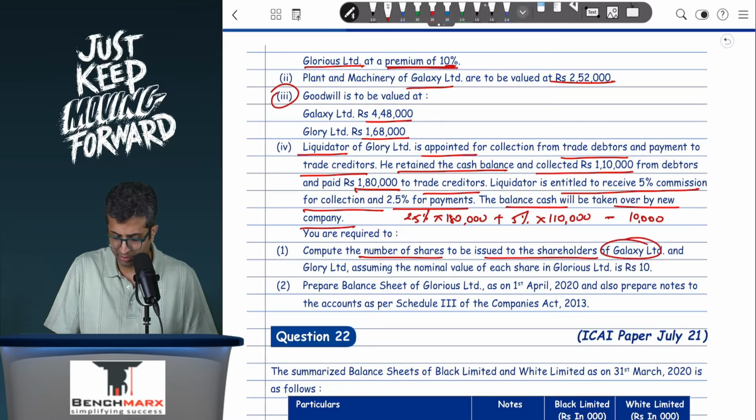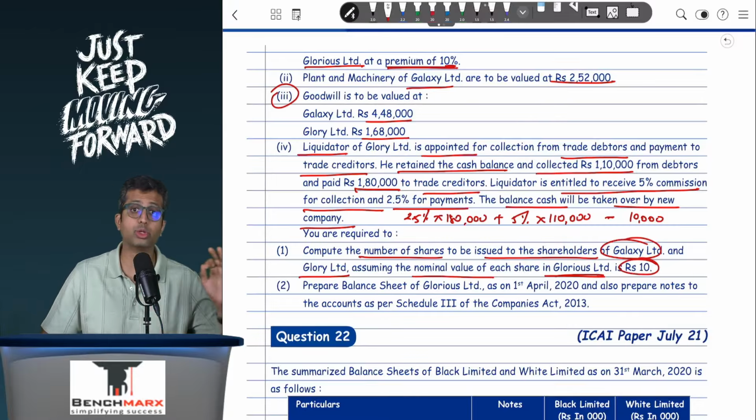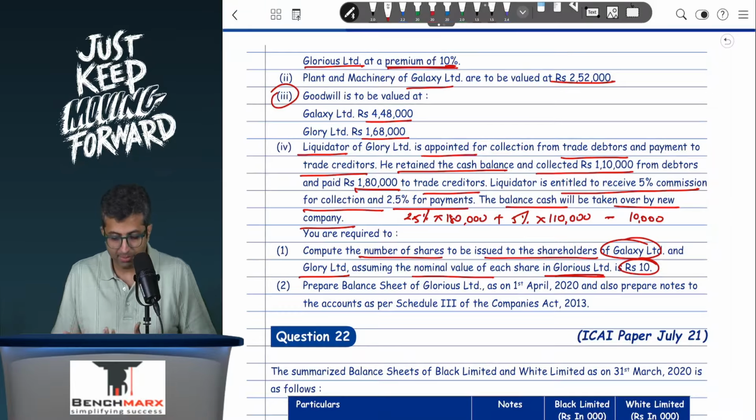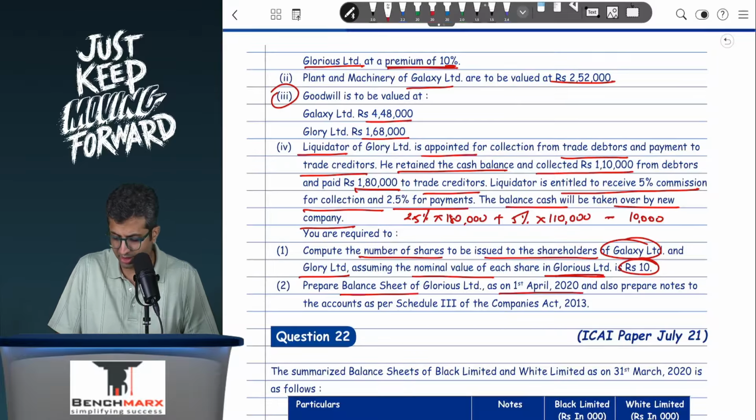assuming that the nominal value of each share of Glorious is 10. So the purchase consideration over here has to be calculated using the net assets method, because we don't have any exchange ratio or any of that. So PC will be as per net assets, and then prepare the balance sheet of Glorious as on 1st April 2020, and also prepare the notes to accounts as per Schedule 3 to the Companies Act. So first is the PC calculation.